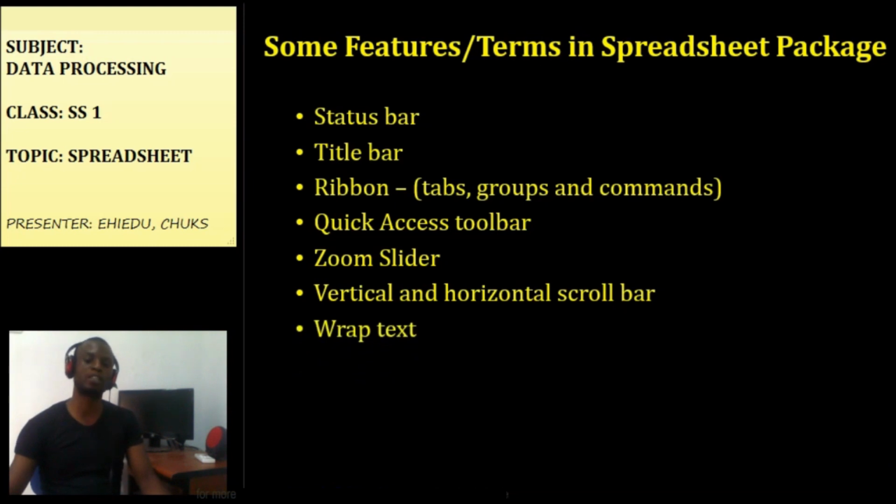You have the wrap text. If you type into a cell, and sometimes the cell is too small, you see that some of the content of that cell will be hidden. While that cell is still active, you click on wrap text, and the content of that cell will now be visible. It's like it's compressed sort of. So that's what wrap text will do for you.